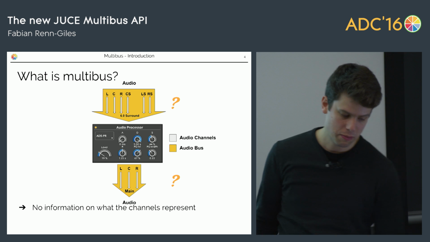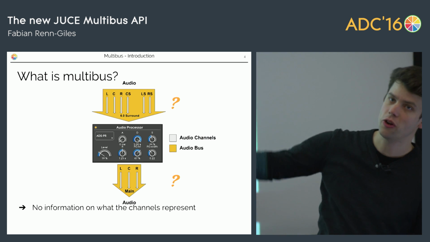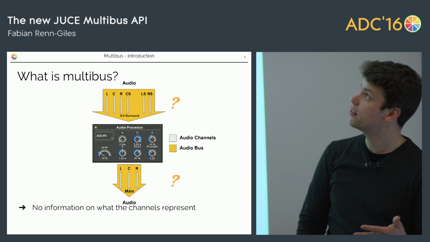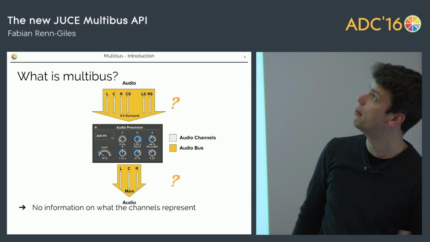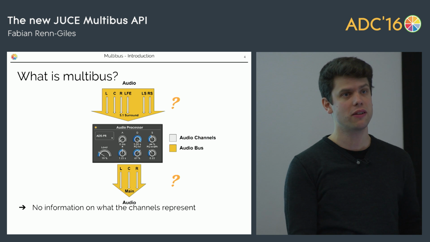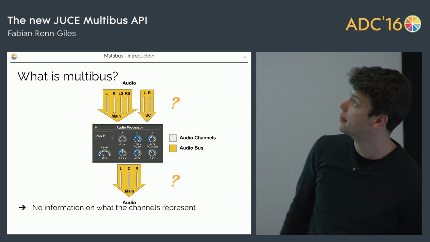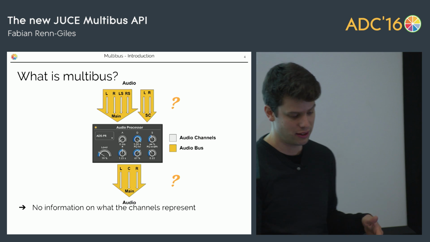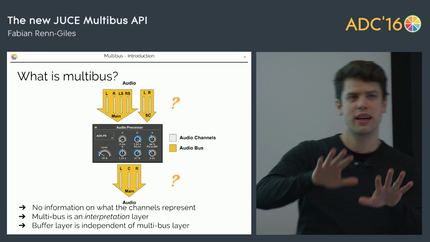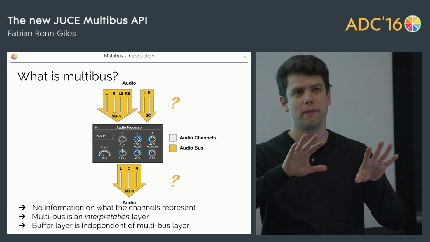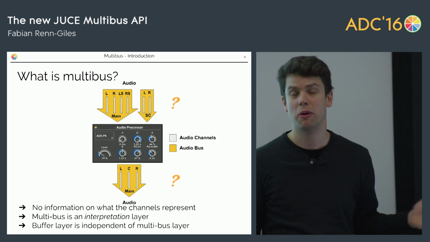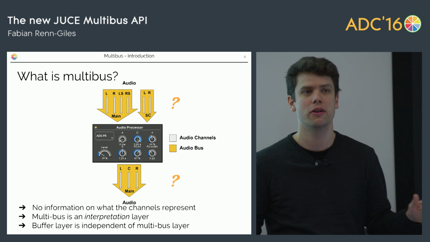And with Multibus, we added an interpretation layer on top of these audio channels. So this will tell you, are these 6 channels maybe 6.0 surround, and the second audio channel is a center channel, or is it 5.1 surround? Or maybe it's not even just a single bus, maybe it's 2 buses, a main bus and a side chain bus. And I think it's really important to understand that Multibus is a layer on top of this audio channel layer. So Multibus just adds an interpretation to what these channels actually mean. But the audio channel buffer layer is still always there. You can always use that.